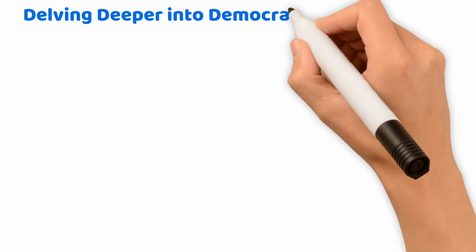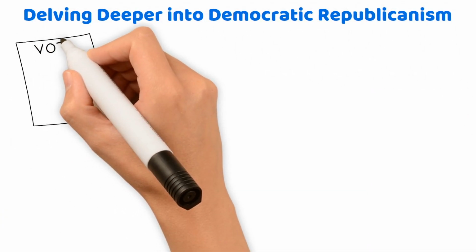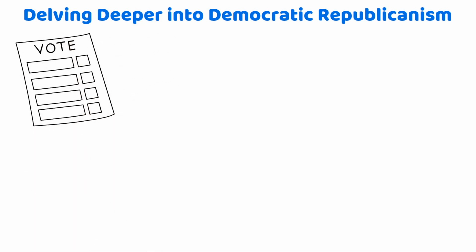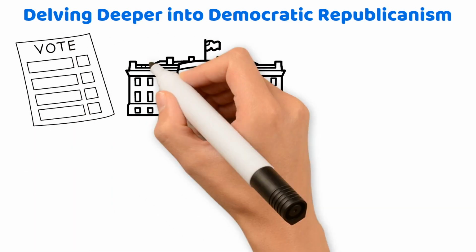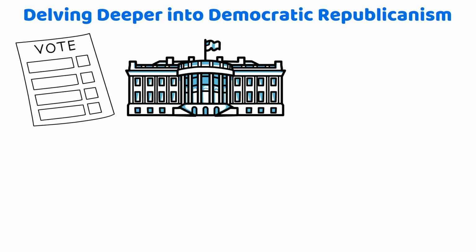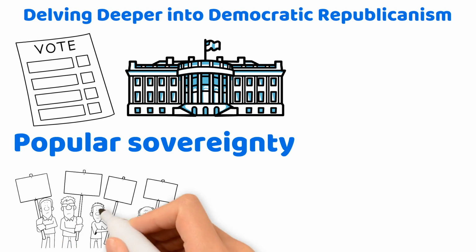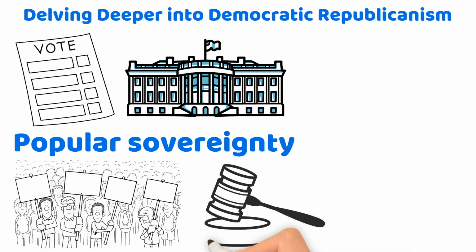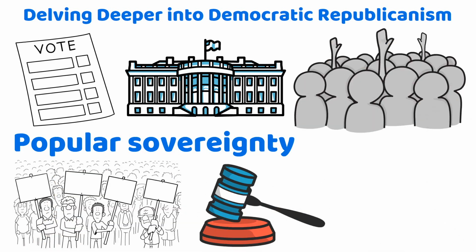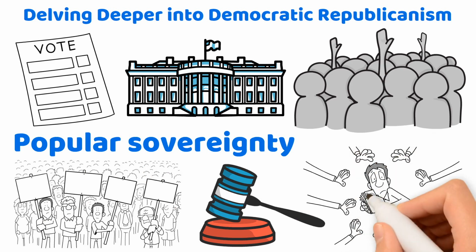Delving deeper into democratic republicanism. Transitioning to the ideologies of democratic republicanism, this form of government blends the ideals of democracy with the structure of a republic. It champions principles like popular sovereignty, where the power is vested in the people, and the rule of law, ensuring that everyone, including government officials, is accountable under the law.